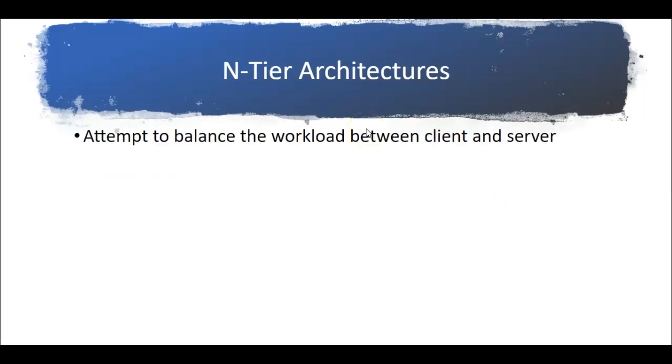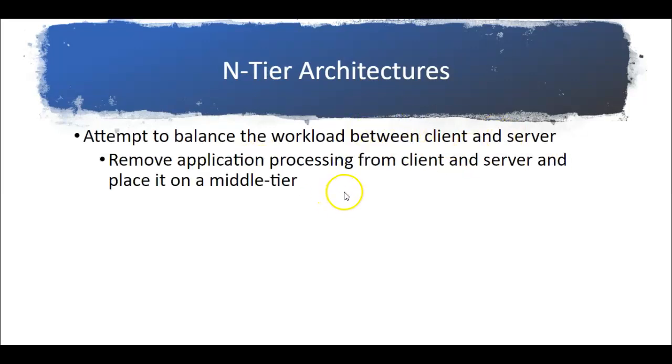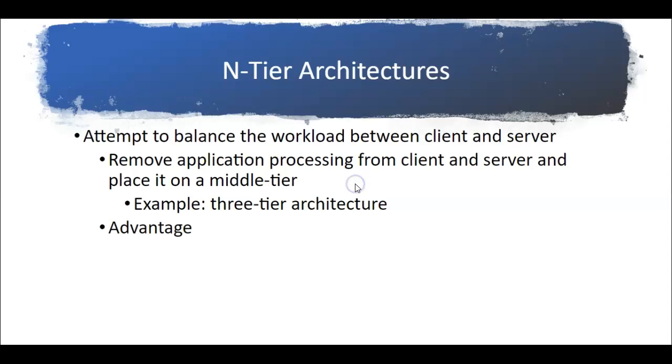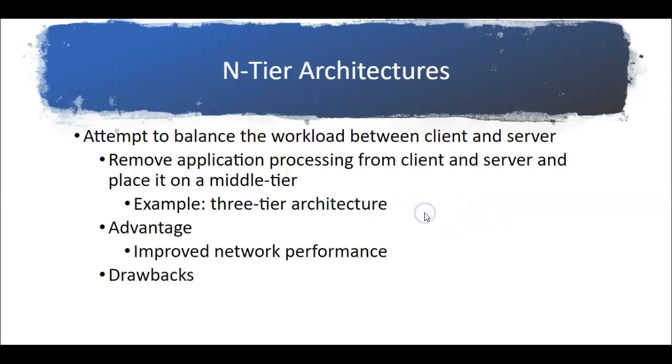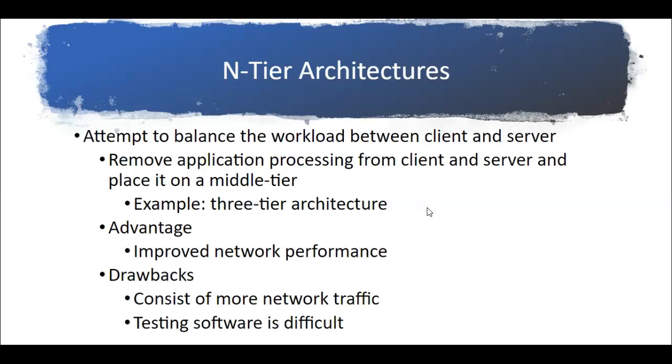N-tier architectures attempt to balance the workload between the client and the server. It removes the application processing from the client and server and places it on a middle tier. Example, a three-tier architecture, the N meaning 3. Advantage, improved network performance, but the drawbacks are there's more network traffic, and also testing software is difficult.